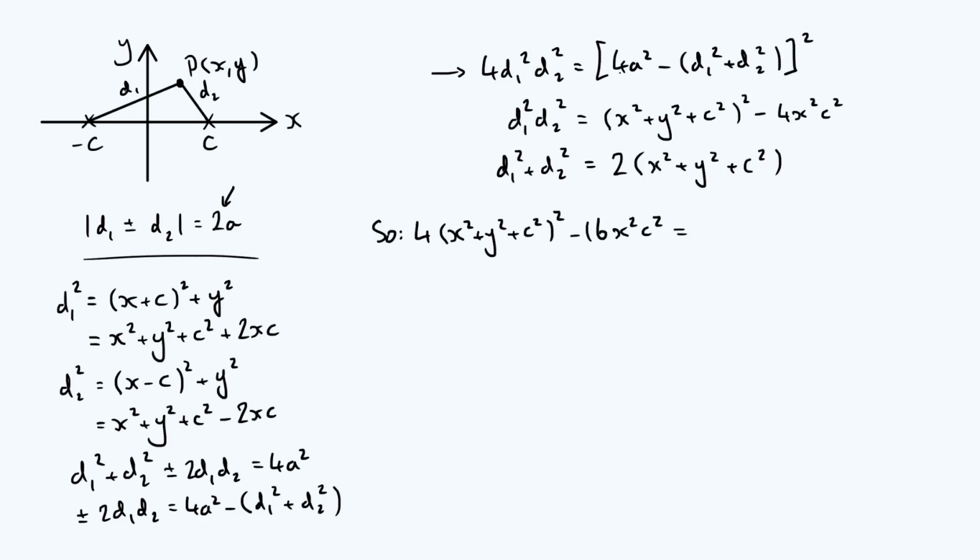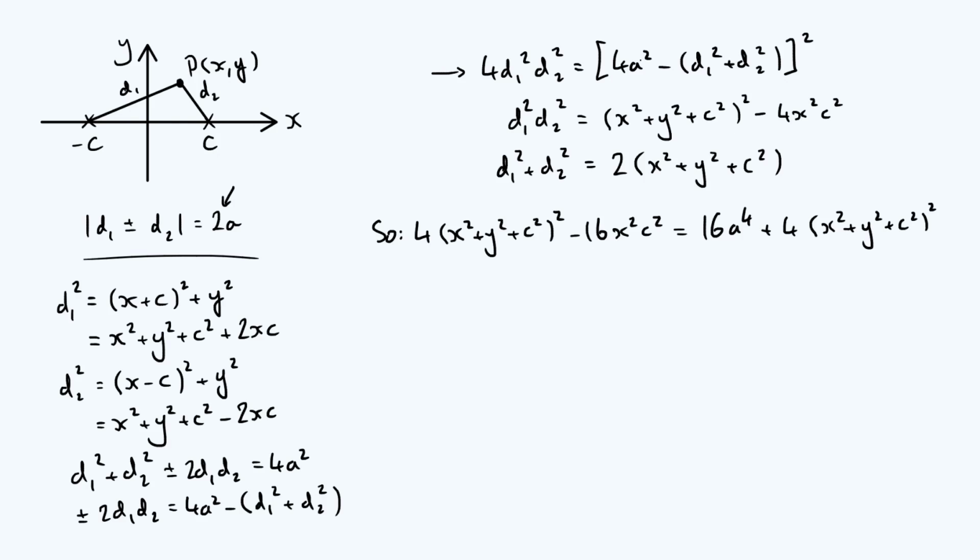The right-hand side, we've got (4a squared minus this) all squared, right? Because d1 squared plus d2 squared was 2 times (x squared plus y squared plus c squared). So we're going to get 3 terms when we expand our big squared square brackets in our equation at the top. 4a squared squared is going to give you 16a to the 4. Your distance term squared is going to give you 4 times (x squared plus y squared plus c squared) squared.